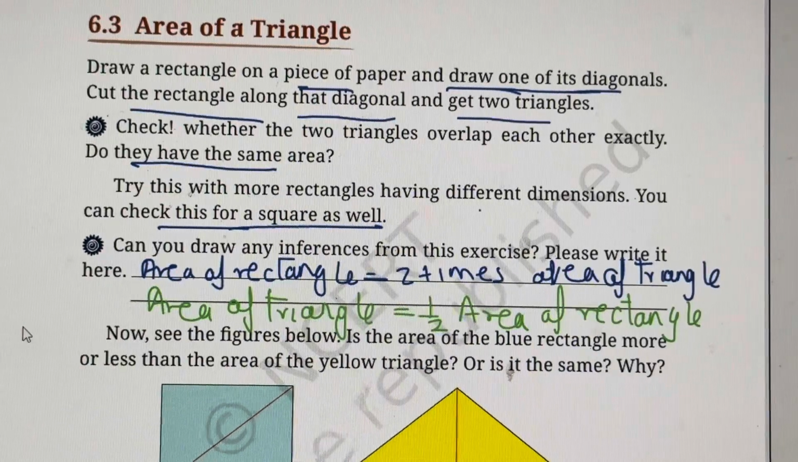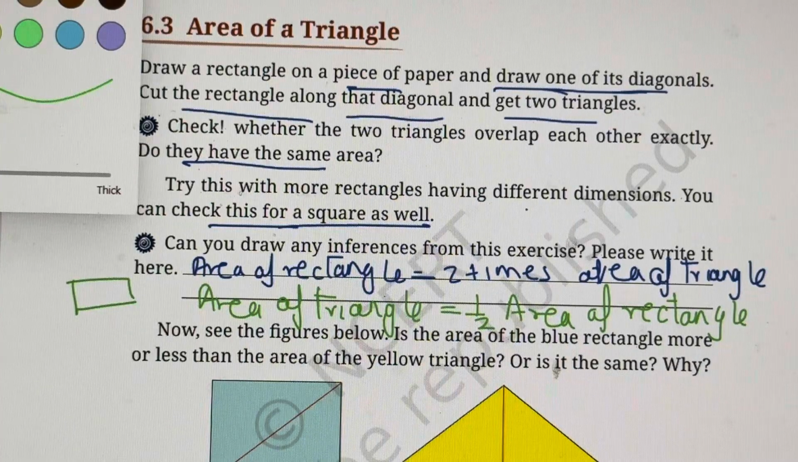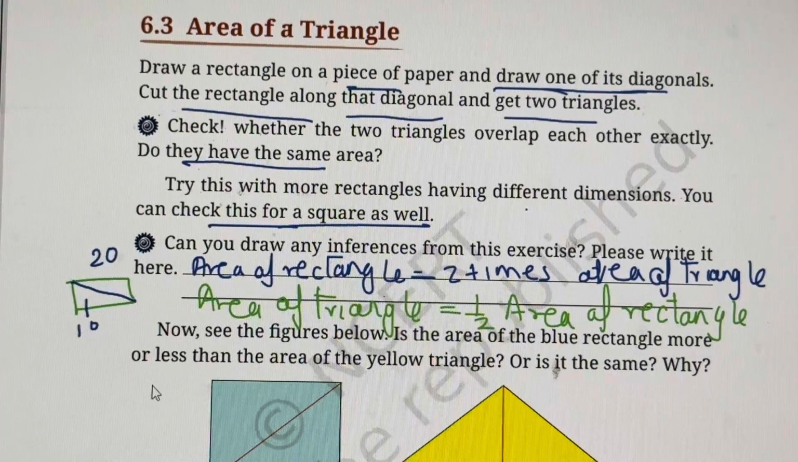So suppose this is a rectangle and you know the area of the rectangle, but the area of the rectangle is given as 20 and they have asked you to find the area of the triangle. So the area of the triangle will be half, that is 10. Both the triangles will be 10 each because we saw that they were overlapping with each other, so their area is the same. So if the area of the triangle is given, you can find the area of the rectangle. If the area of the rectangle is given, you can find the area of the triangle. But it should be divided equally through its diagonal.